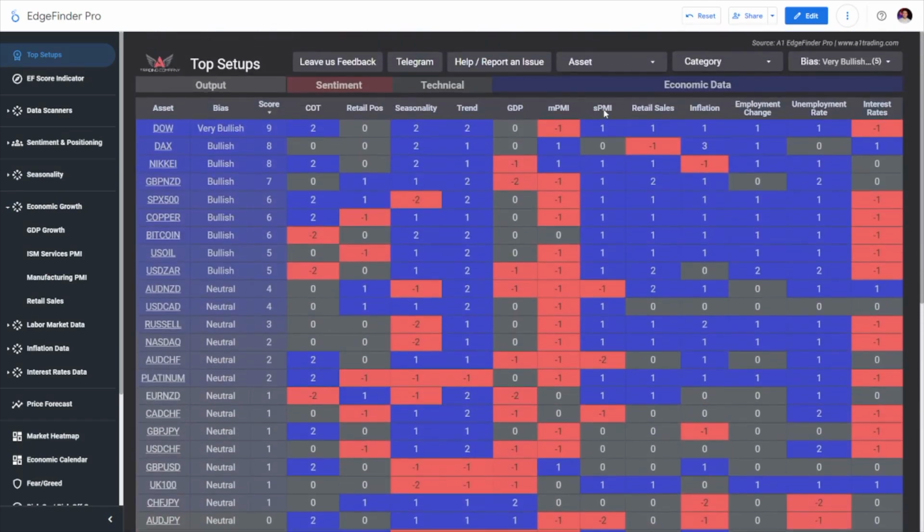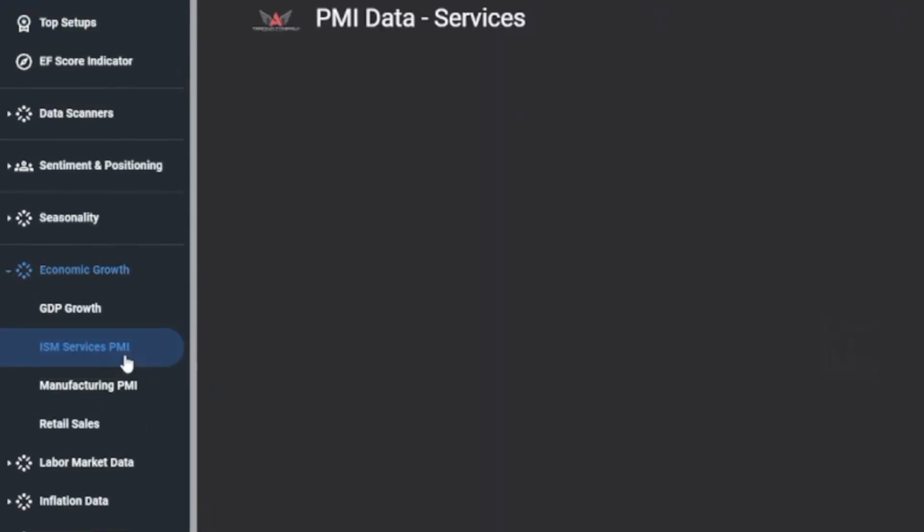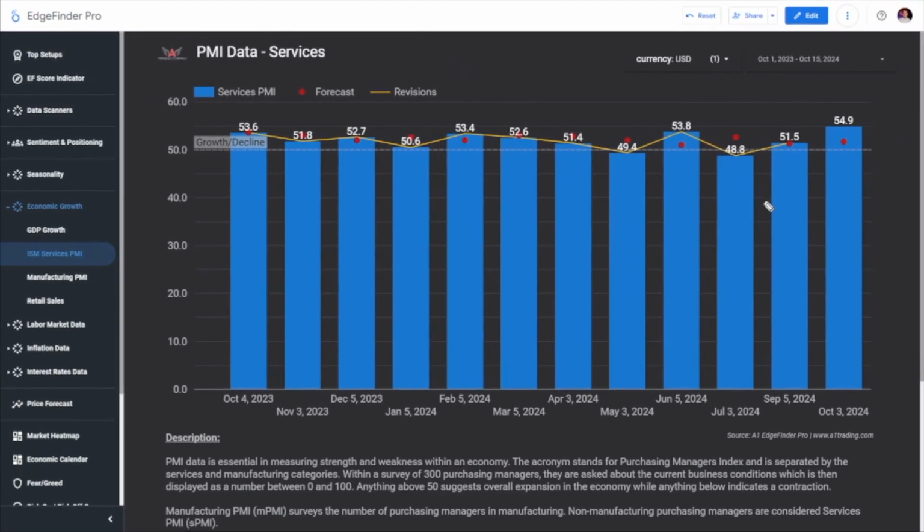We'll repeat this step for services PMI. Within the services PMI, this is the same concept except the services component or non-manufacturing components of the economy. And what we can see here is that when it is a beat or miss, that is going to ultimately impact the scores of currencies, commodities, indices, respectively.